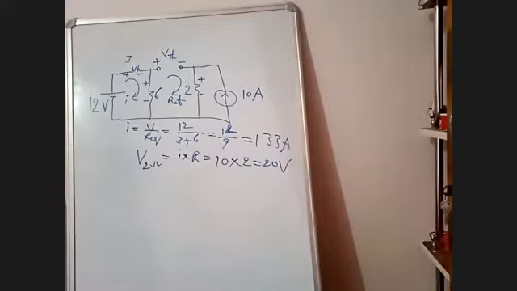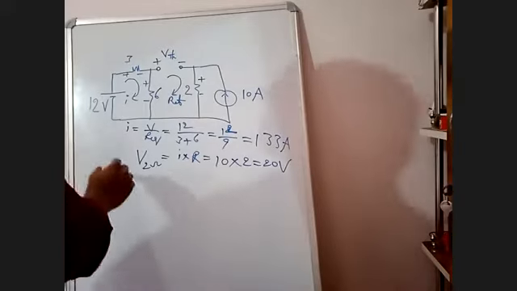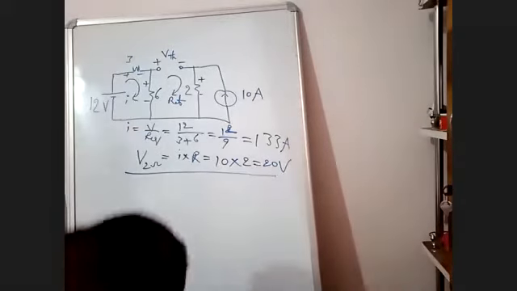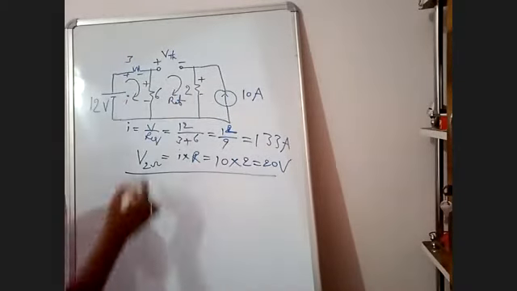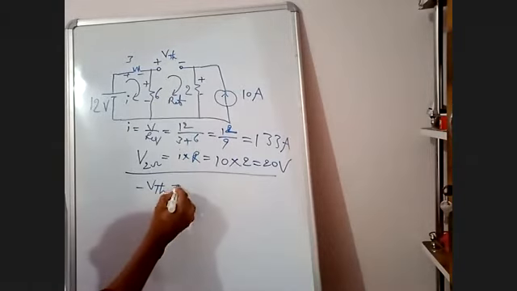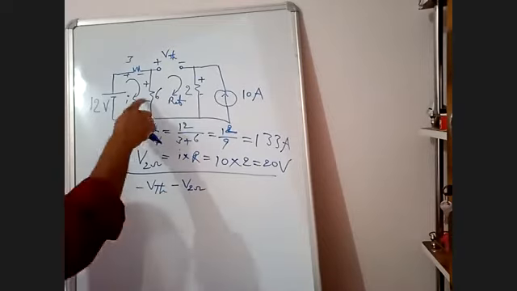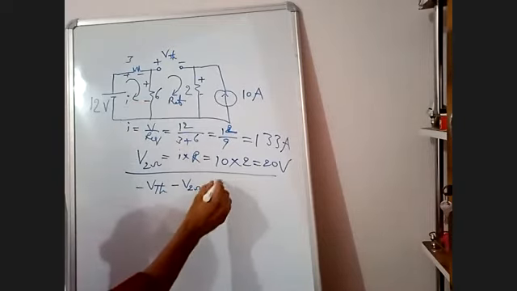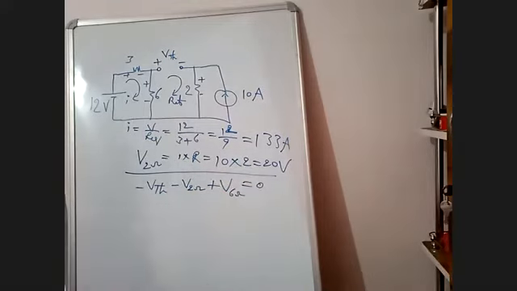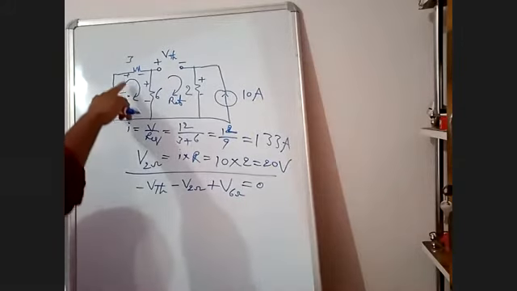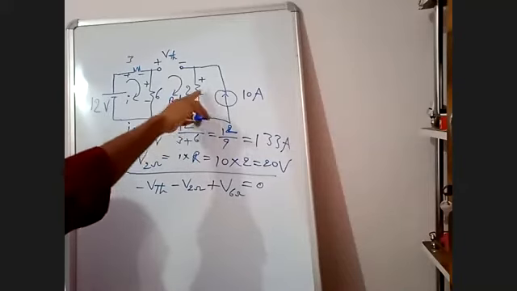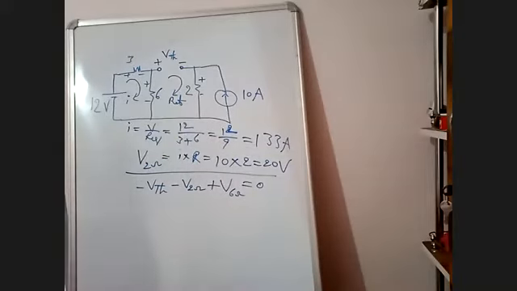Now, based on this reference direction, I'll write the voltage equation here. See here, plus to minus: VTH, plus to minus voltage in 2 ohms, minus to plus voltage in 6 ohms. The sum of all voltages in this loop is 0. In the direction of current, I had taken plus and minus, not for the reference.